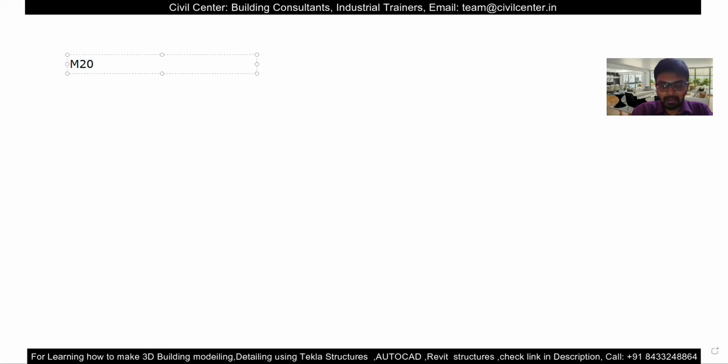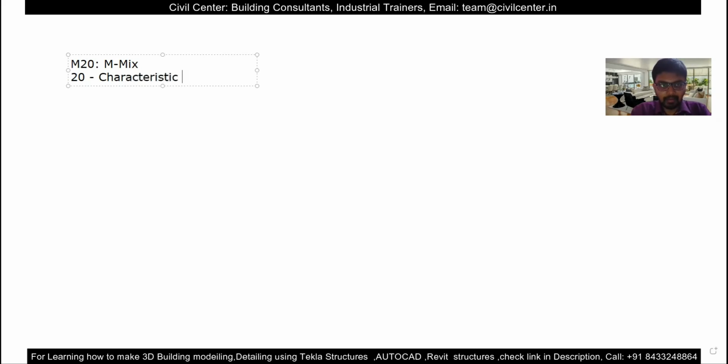In this M20 concrete, the M stands for mix and the 20 stands for the characteristic compressive strength of concrete at 28 days in Newton per mm square. So 20 is the strength of the concrete cube at 28 days in Newton per mm square. This is the strength of the concrete. So we'll move on.